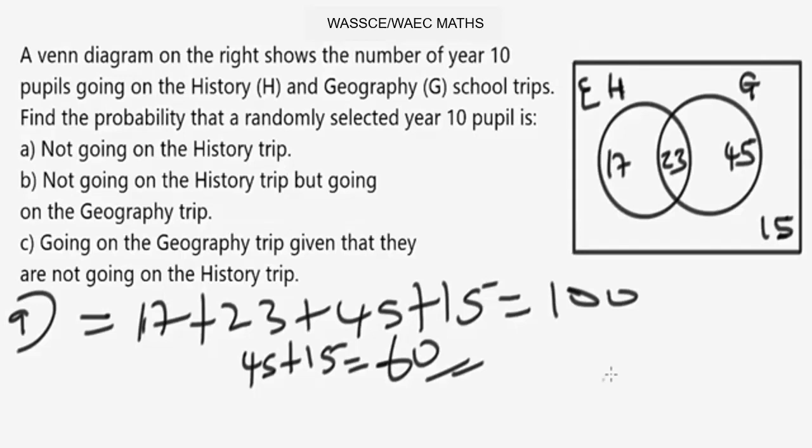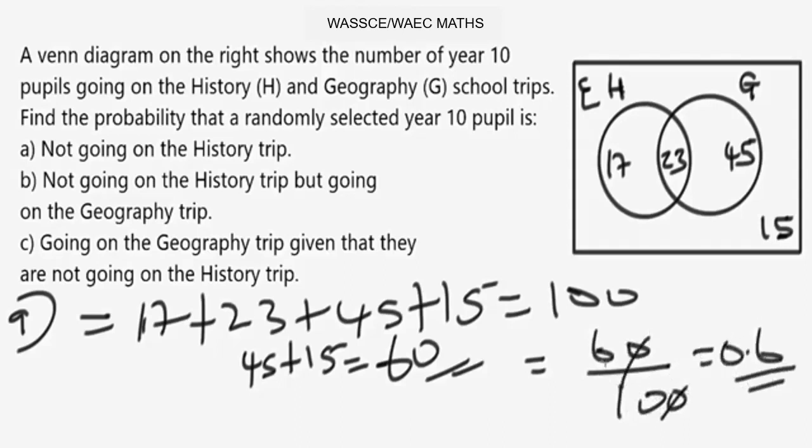Now, to get the probability of a year 10 student not going for the history trip, it will be 60 over 100, which gives us 0.6. And that will be the answer to this question.